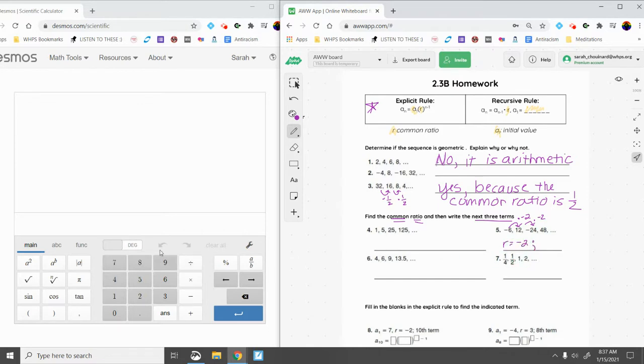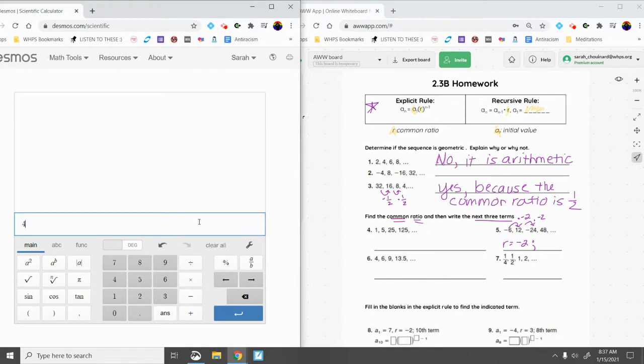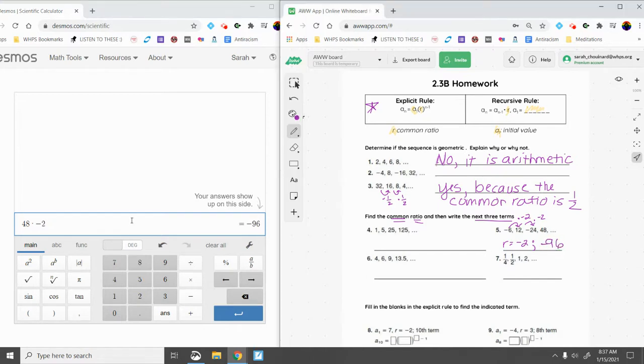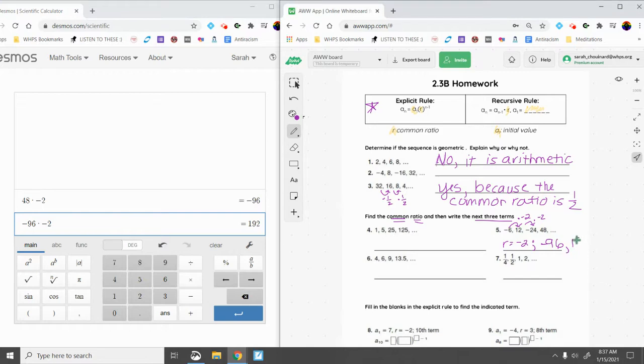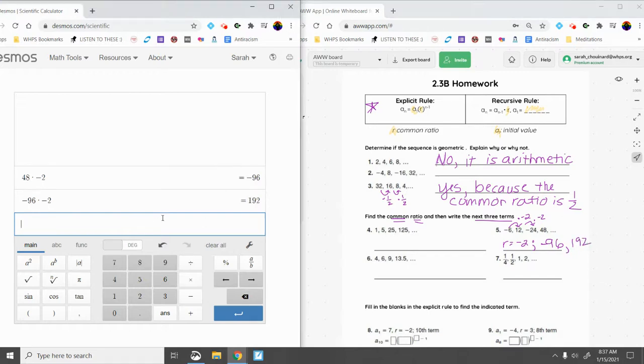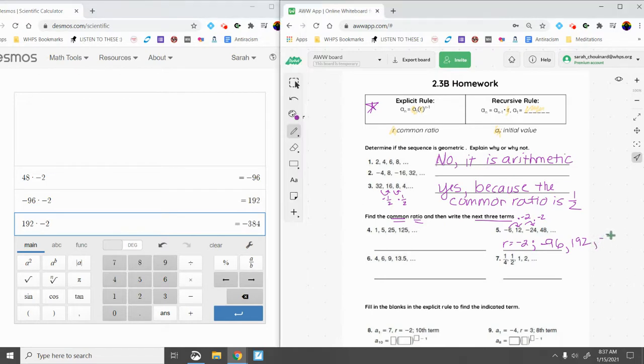Then to find the next 3 terms, this is why having a calculator is handy. I'm going to multiply 48 by -2. So -96 is next. Then I'm going to do -96 times -2, which is +192. And then I'm going to do 192 times -2, which is -384.